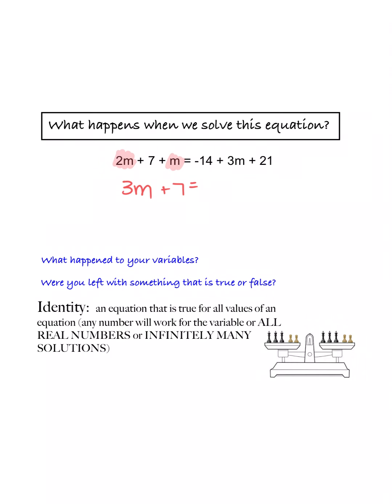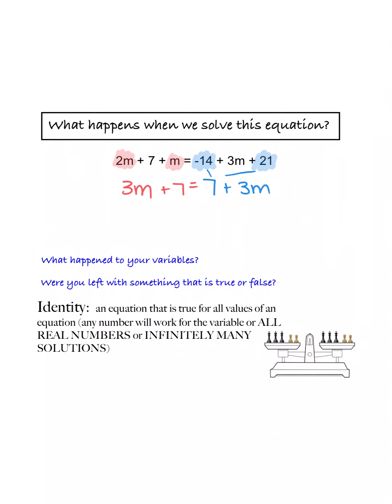On the right side, I have just a 3m there. There's no other m's on the right side. But I also have a negative 14 and a 21 that are like terms. So negative 14 plus 21 is 7. I still have that plus 3m there. So that negative 14 and 21 gave me this positive 7.